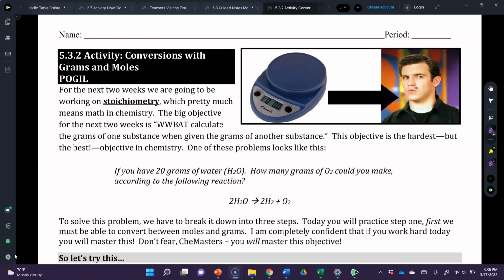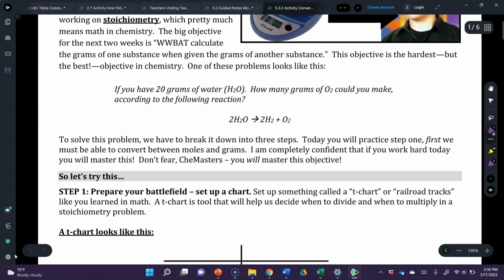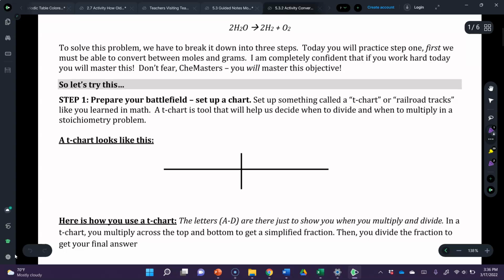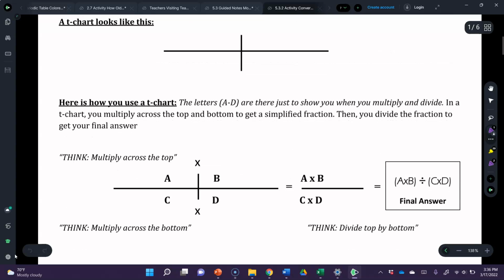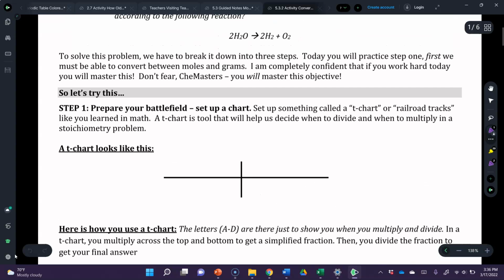Okay, guys, so we're coming back to this activity, conversions with grams and moles POGL. And I think some of the confusion was how do we fill stuff in? So this is actually a very detailed guided walkthrough of how to set up the T-chart or the train track, how to do the math, and make things go through. Okay, so you do need to read through this.